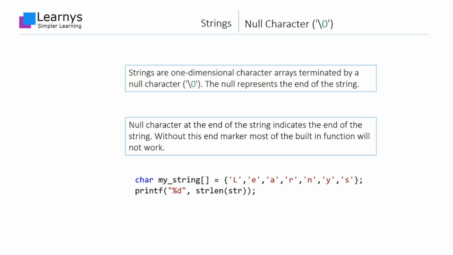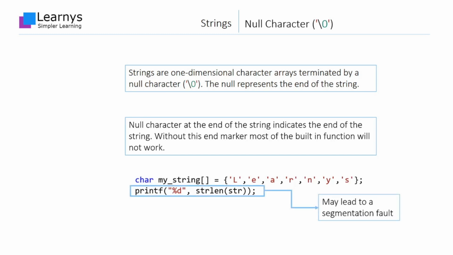Let's take an example of the strlen function, which returns the length of the string passed. The program may generate a segmentation fault, if it doesn't find a null character anywhere in the memory after the string definition. More built-in functions which can help copy, compare, and concatenate will be discussed in the last part of the video.